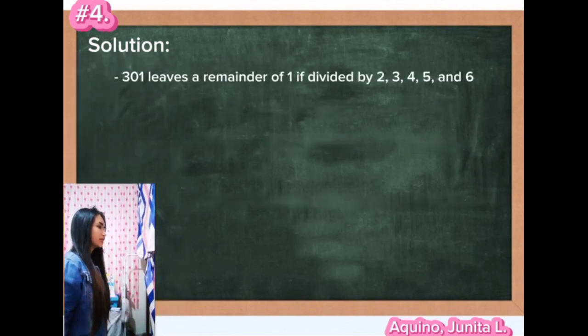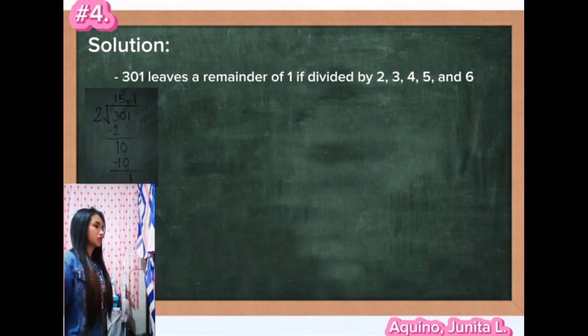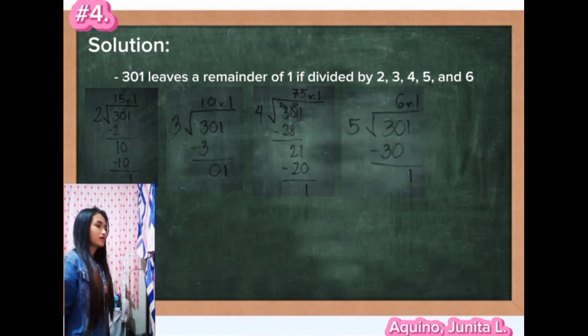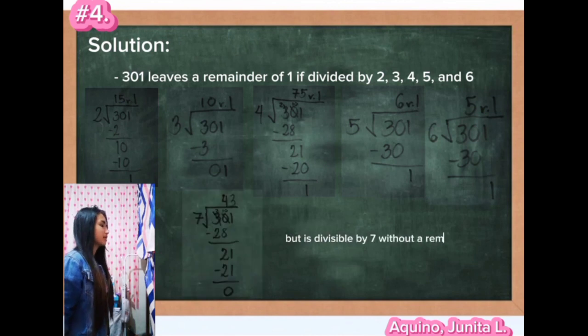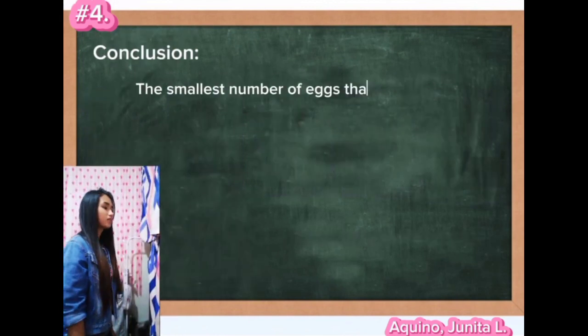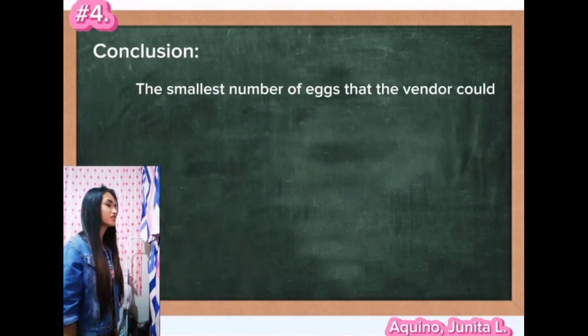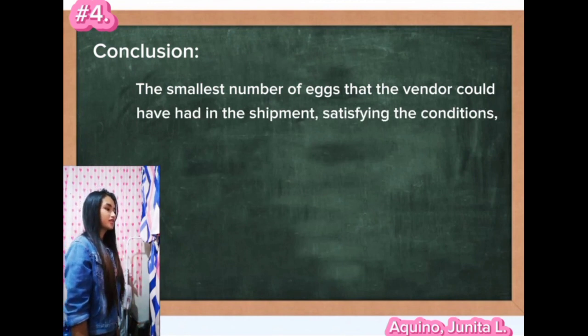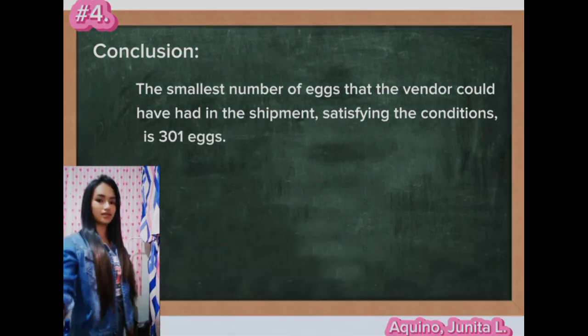301 leaves a remainder of 1 if divided by 2, 3, 4, 5, and 6, but is divisible by 7 without any remainder. The smallest number of eggs that the vendor could have had in the shipment satisfying the conditions is 301 eggs.